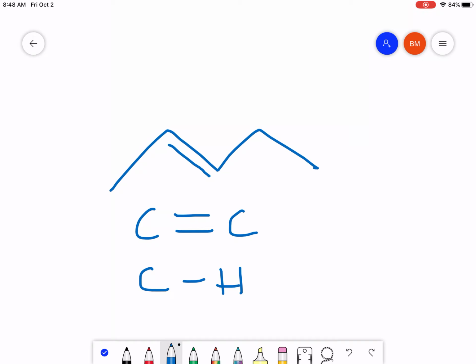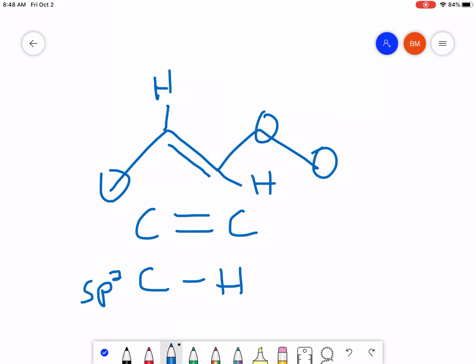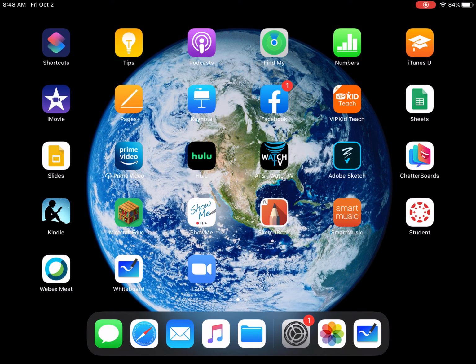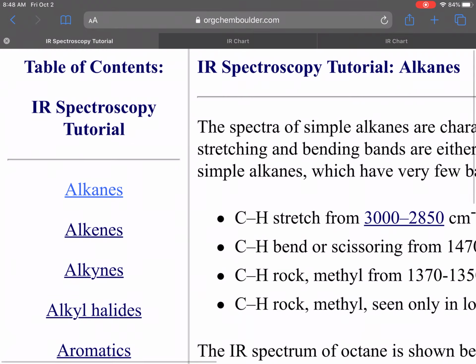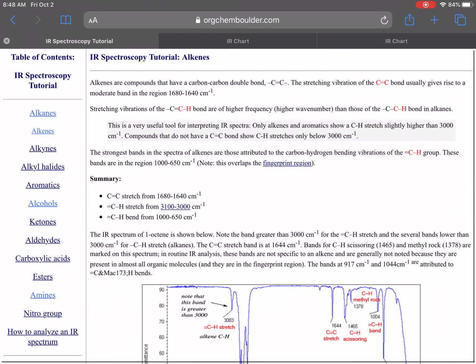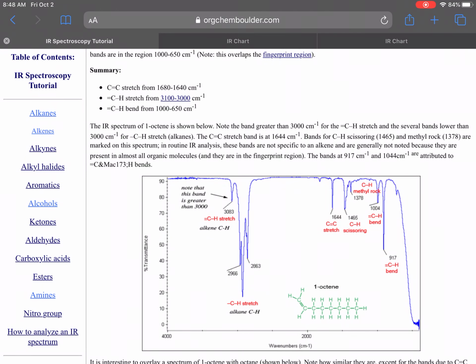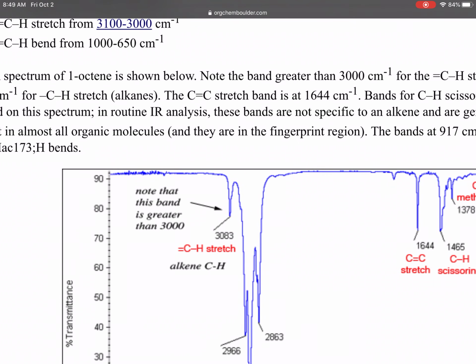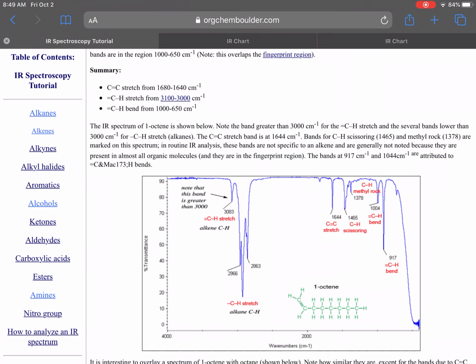And you can see, if you look here, here, and here, we have our typical sp3 CH stretches, and you do see those. However, we also have H's attached to these carbons as well. So that introduces sp2 hybridized CH stretches. All right, so let's click on alkenes. And boom, you see something a little bit different here. You see this short little peak here at 3083? That is your sp2 CH stretch.